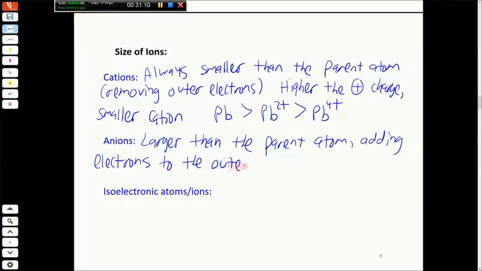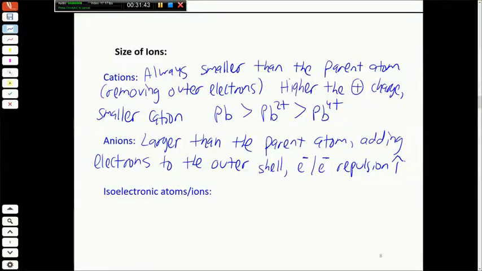But by doing so, we increase the electron-electron repulsion, which pushes things a little bit farther apart from each other. So when we increase the electron-electron repulsion, those electrons in the outer shell want to get a little bit farther away from each other to relieve that, so they spread out a little bit. That last subshell becomes a little bit bigger. So it's not that we're adding a new subshell, we're just expanding the size of the existing subshell by adding extra electrons to it.